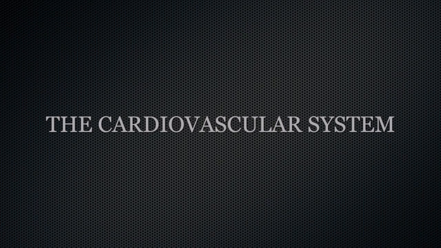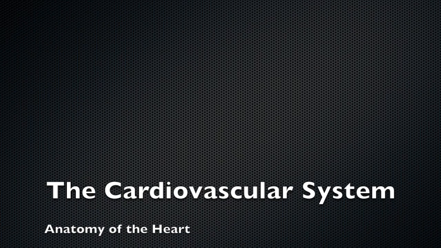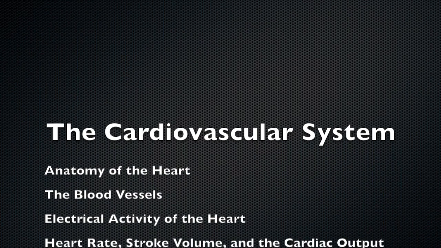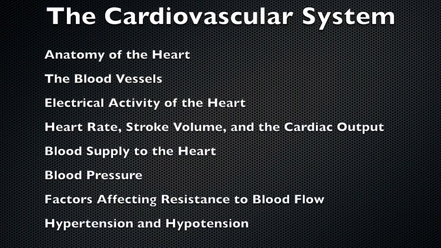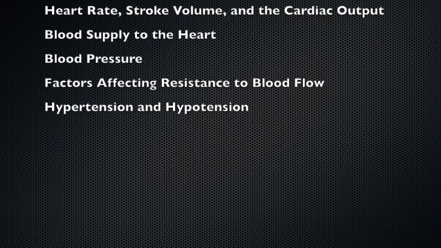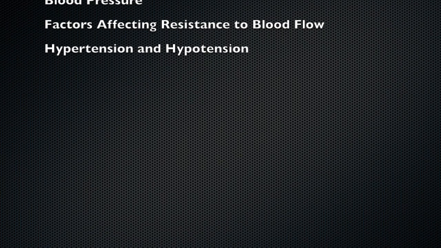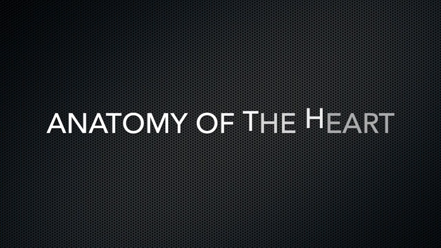Today, we will be going over the cardiovascular system. In this system, we will be describing the anatomy of the heart, the blood vessels, electrical activity of the heart, rate, stroke volume, the cardiac output, blood supply to the heart, blood pressure, factors affecting resistance to blood flow, hypertension, and hypotension.